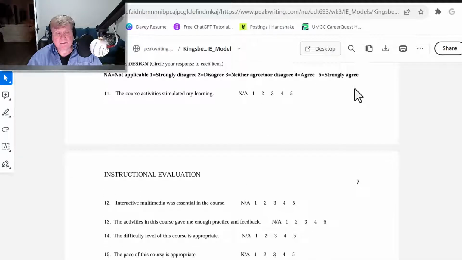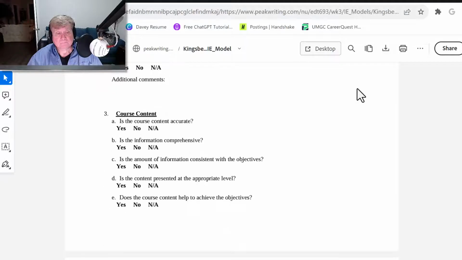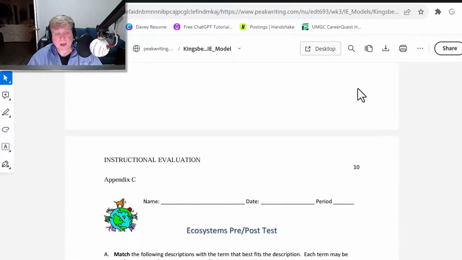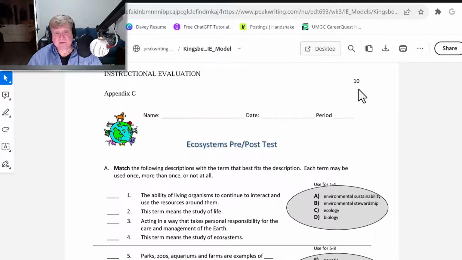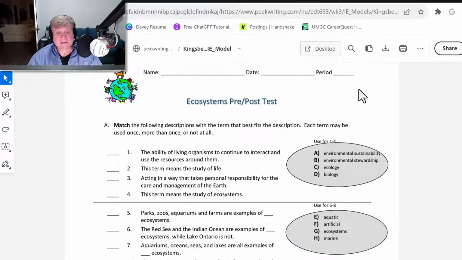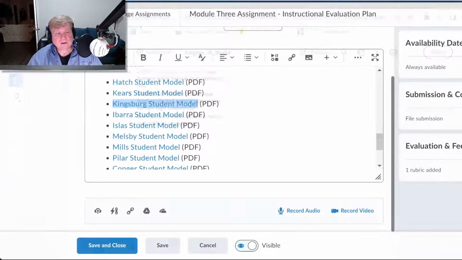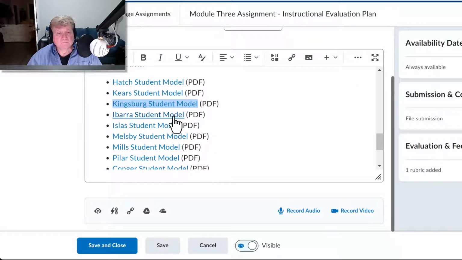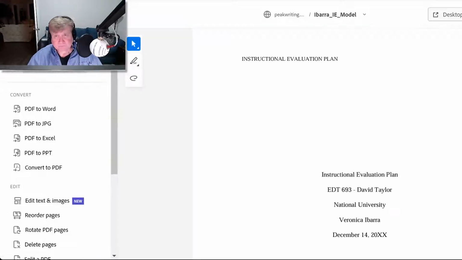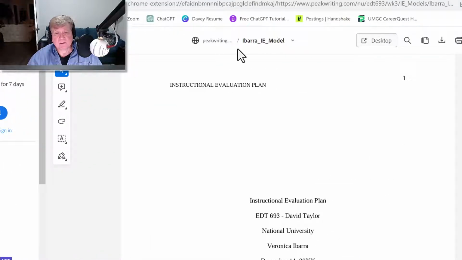And again, you're welcome to use any of these that you see here. Copy and paste them. Take images of them. Some you won't be able to use because they're specific to the content she was teaching. So that's why I gave you a real wide selection here, so that you could have access to as many of these instructional evaluation plans and their instruments as possible.